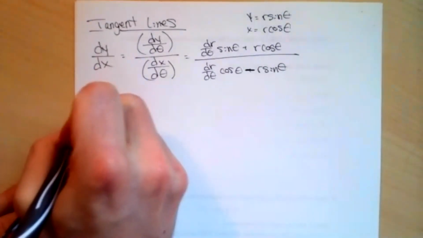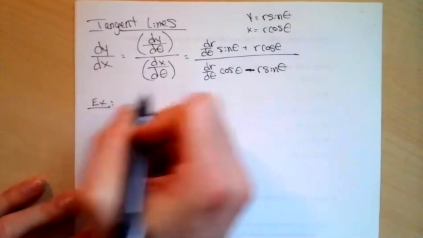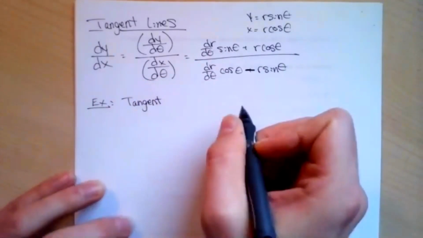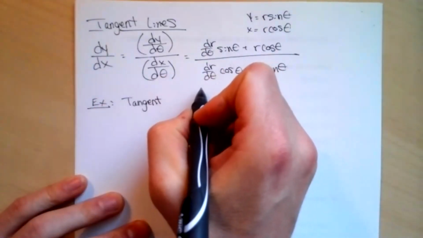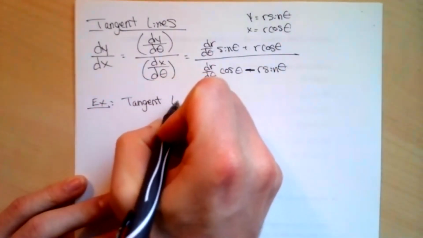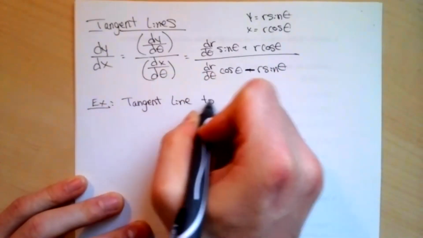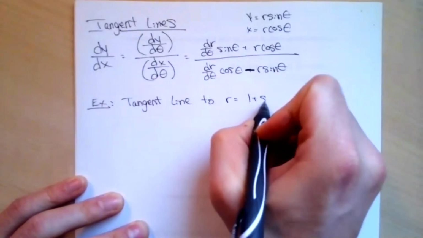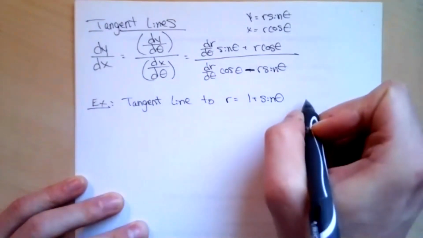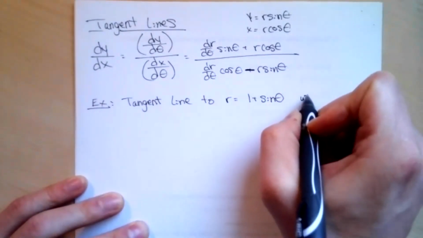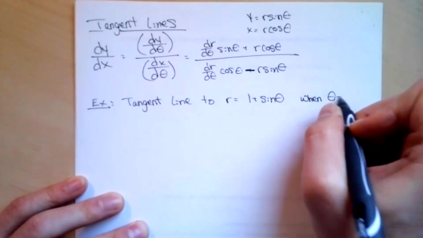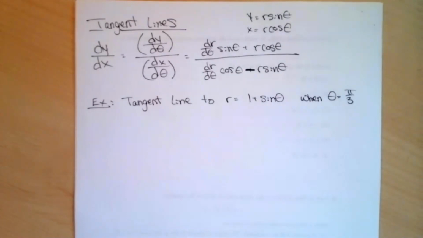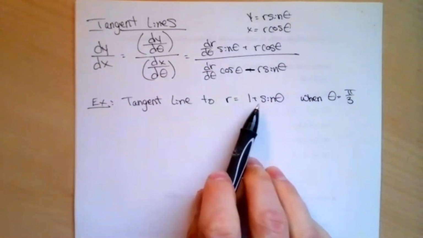So for an example, we can start with this one tomorrow, and we'll practice graphing this. Find the tangent line to r equals 1 plus sine theta when theta is pi over 3. So we'll practice graphing that again.